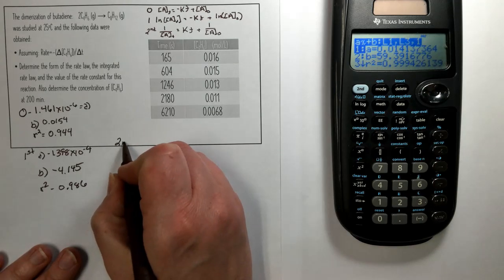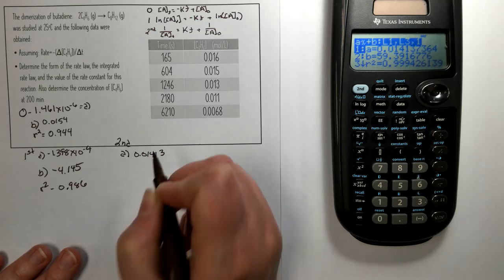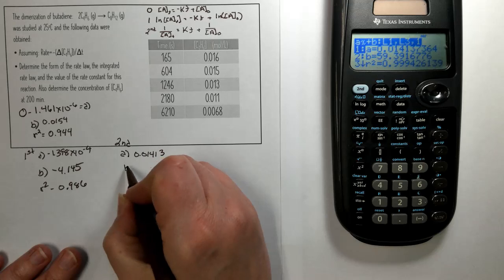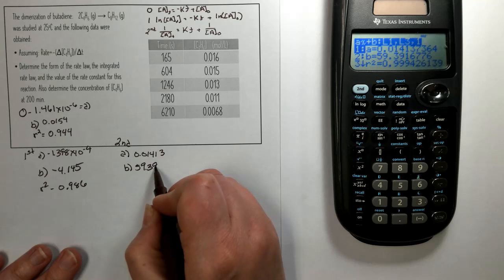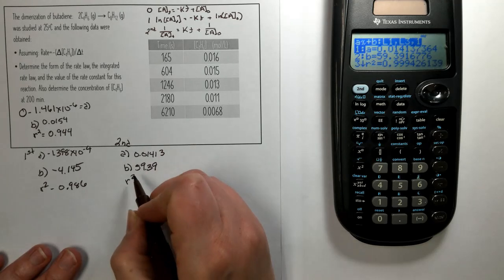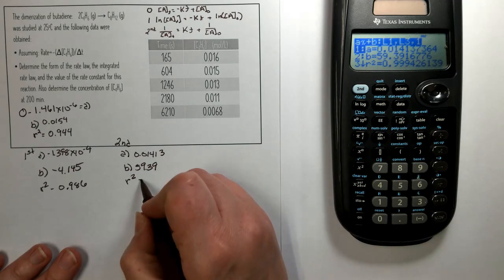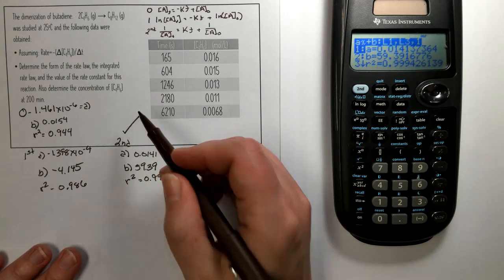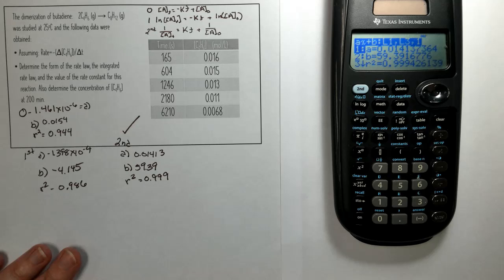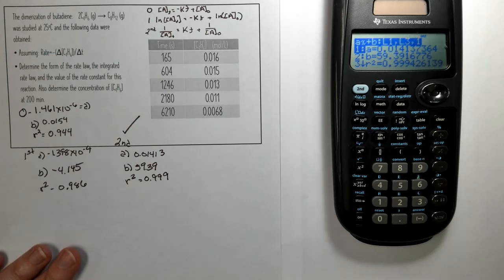And for our second order, we get A being equal to 0.01413, B is equal to 59.39. And our r squared is equal to 0.999. Okay, so that tells us that this order is second order, okay? So we've got a second order rate law that tells us about how this chemistry is going forward, okay?